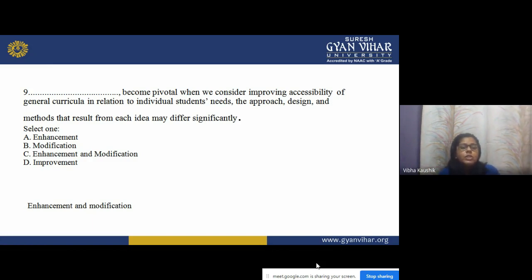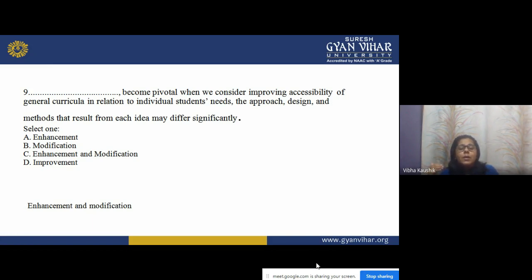Now the first one is A, enhancement, B, modification, C, enhancement and modification both, and it's D, improvement. So the students, what will be the correct answer? Whether A, B, C, or D? The correct answer will be option C.